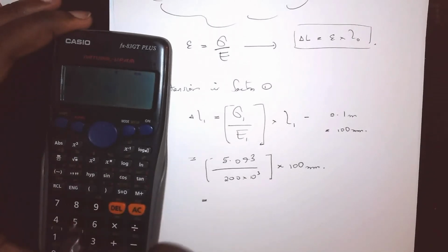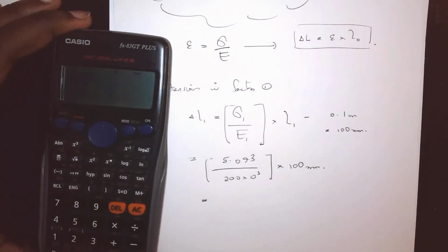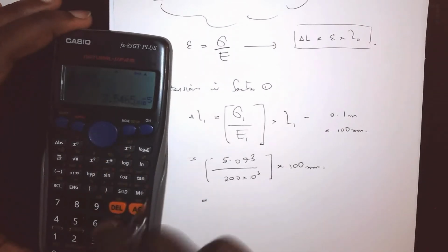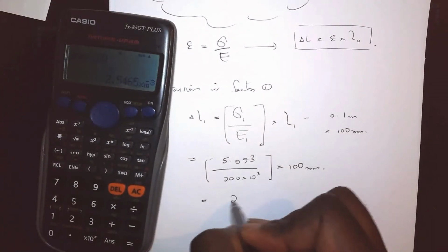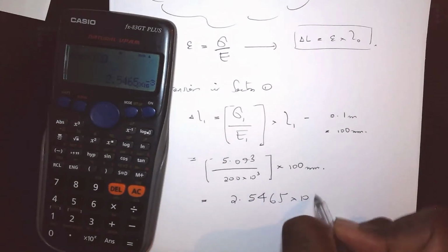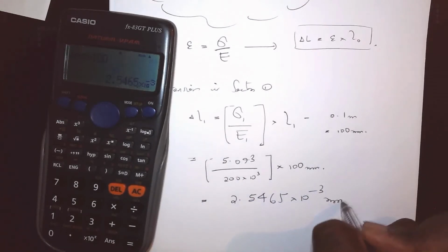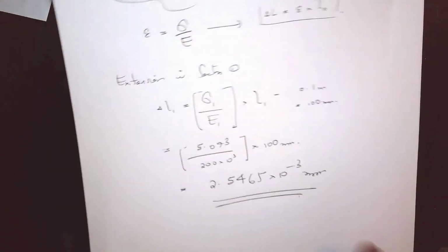So 5.093 divided by 200 times 10 to the power of 3, times 100, and that would give 2.5465 times 10 to the power minus 3 millimeters. So that is for section 1.